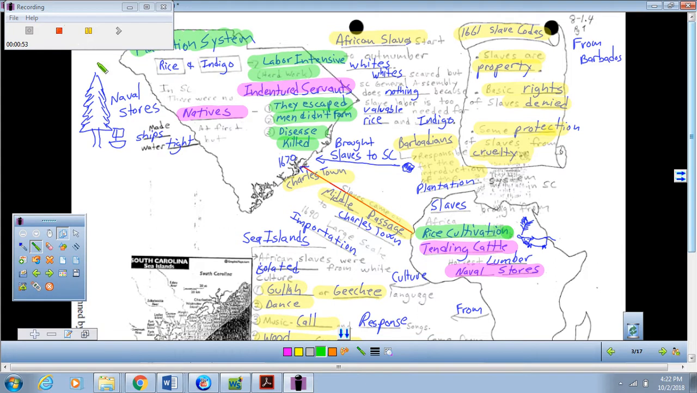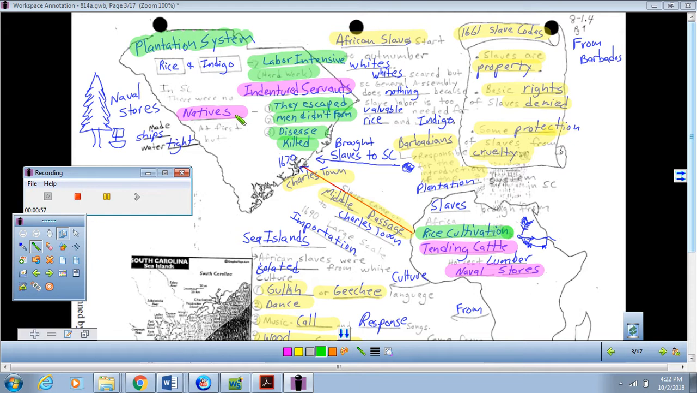In South Carolina, the first labor source they tried was natives. The natives were a poor labor source, though, because the men didn't farm, they escaped, and disease eventually killed many of them. Virginia used indentured servants, but South Carolina did not use indentured servants because by the time South Carolina was established, people were not willing to sign the contract of indenture like they were in Virginia.